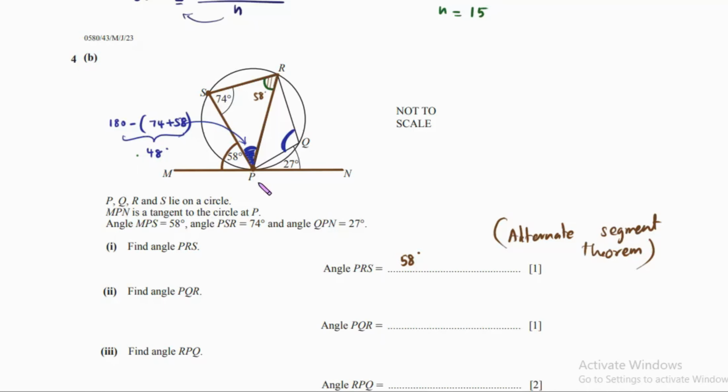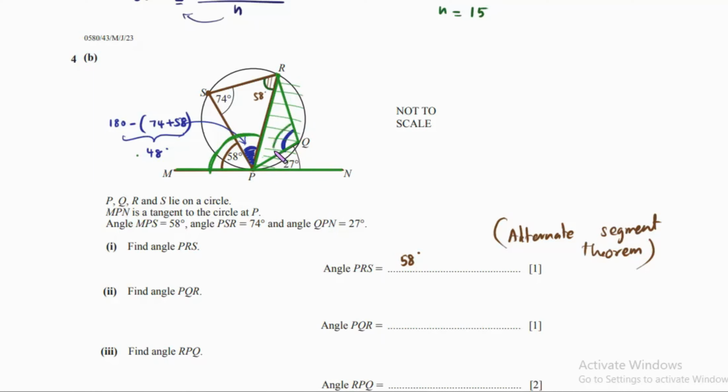But this angle is not equal to this angle here. We need to use this angle to find what this one is. That's because now this PR that we have here is a chord. Again, this MPN is the tangent. This is the angle that is formed between the chord and the tangent. Using this chord, this is the alternate segment that we have here.